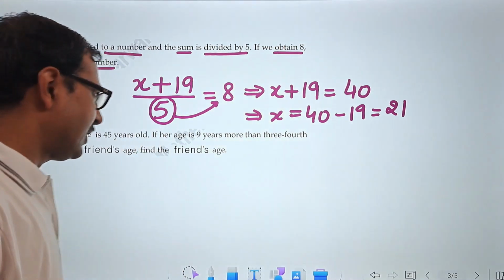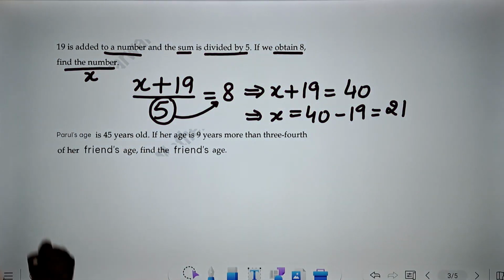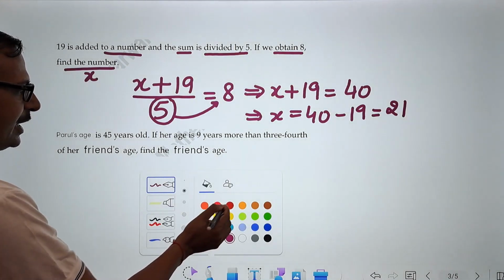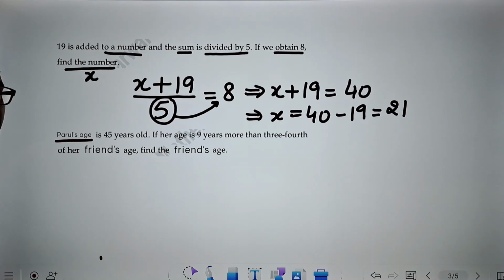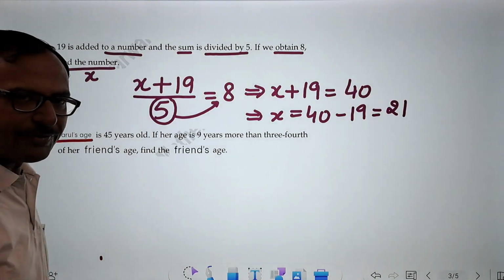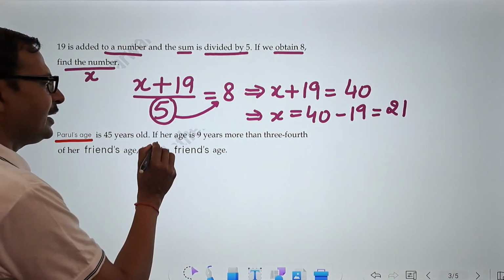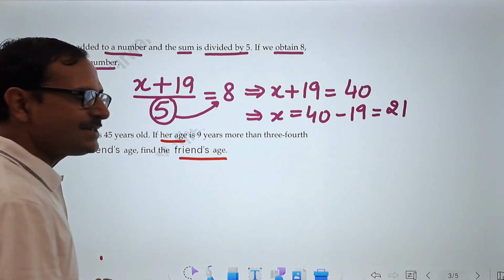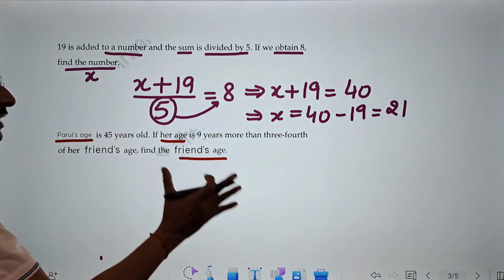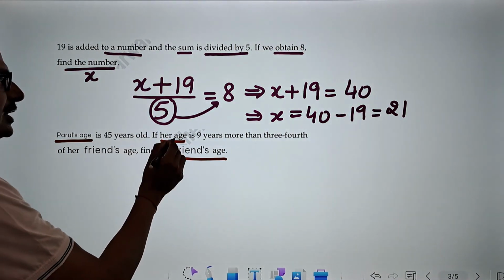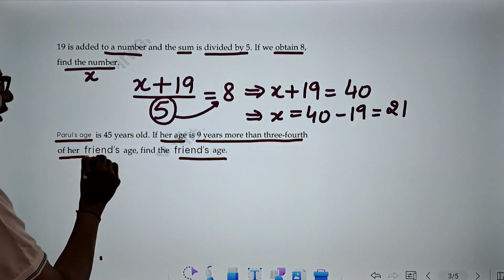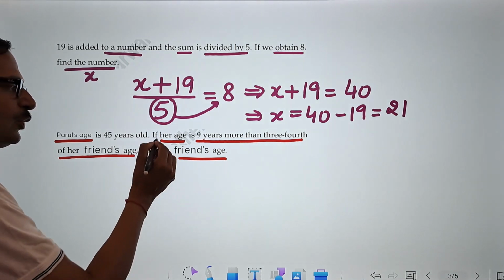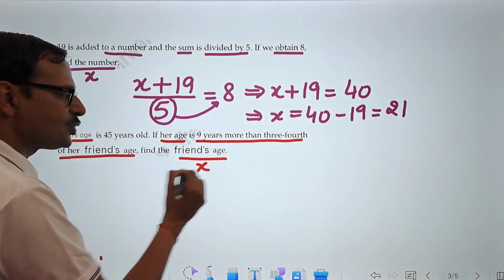Let's have the second question now. This is a question based on finding the ages. You can see there's someone called Parul and her age is given as 45 years. The age is compared to the friend's age. So what is the comparison? Parul's age is 9 years more than 3/4 of her friend's age. So you need to find the friend's age. So we have to assume this as x.